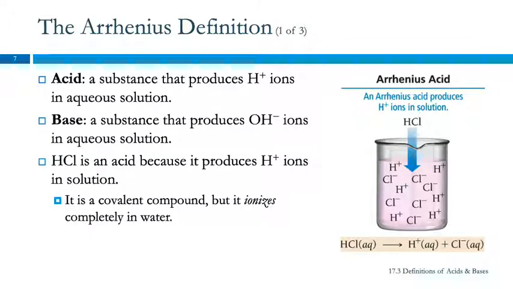So we're going to look at one definition of acids, the Arrhenius definition, named after Svante Arrhenius, who came up with it. So under this definition, an acid is a substance that produces hydroxide ions in aqueous solution. And a base is a substance that produces hydroxide ions in aqueous solution. And this definition goes along with probably much of what you've learned about acids and bases so far.